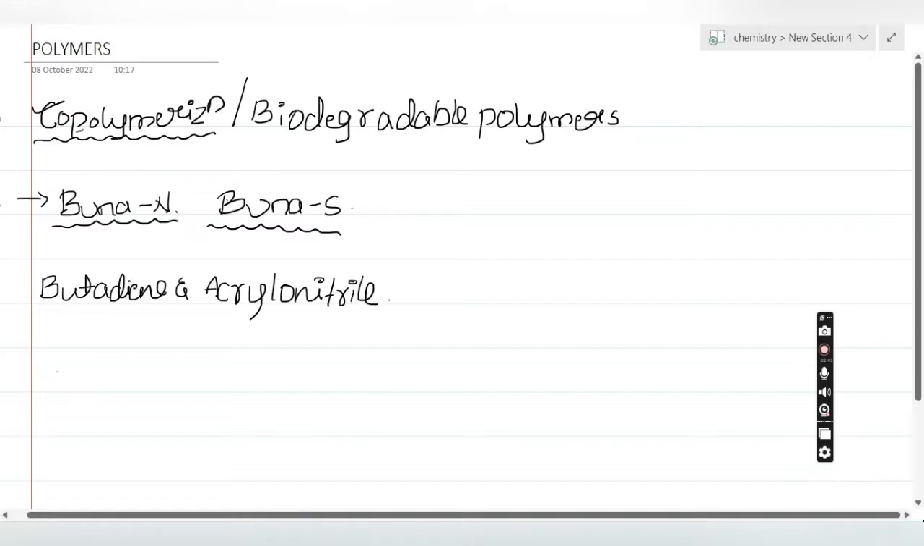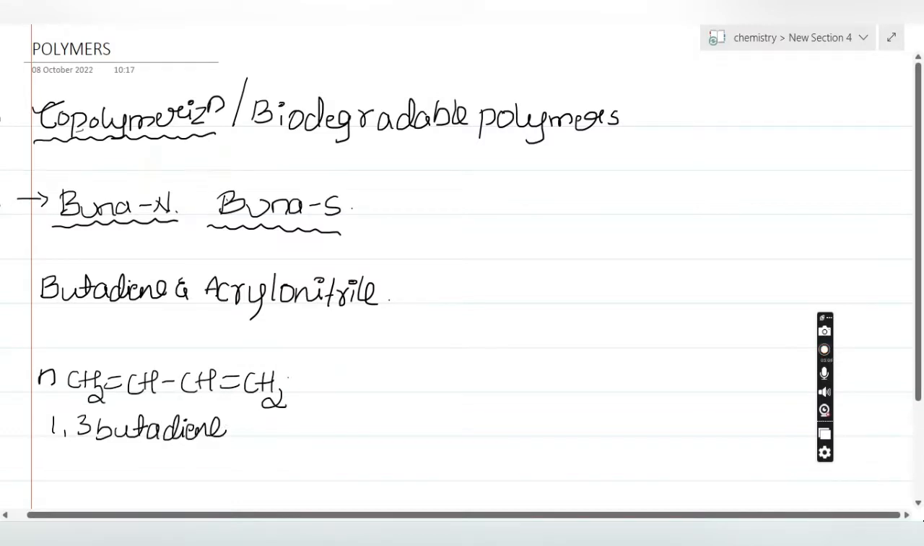Butadiene, very simple formula: a 4 carbon chain alkene containing 2 double bonds. I take n molecules of CH2 double bond CH, CH double bond CH2. So this is called 1,3 butadiene, and this is made to polymerize with n molecules of acrylonitrile, CH2 double bond CHCN. You know already, ethene nitrile, that is acrylonitrile.